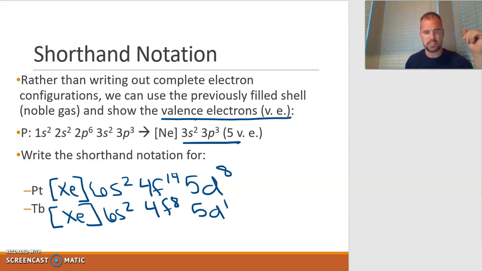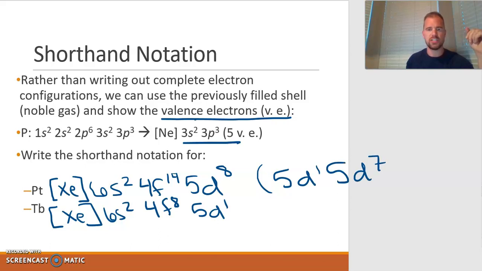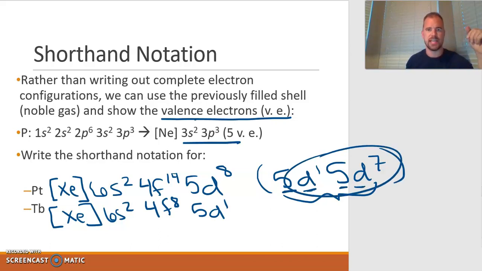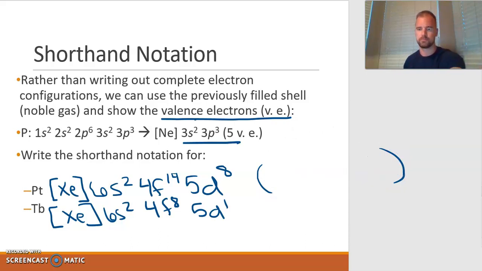Notice that they both reference xenon. For the first one, notice that it's 5D8. If you wrote 5D1 and then 5D7, you don't need to do that because they're both the same energy level and same subshell. So you can just combine those together to make 5D8. That's just in case you did not do that. So I just wanted to point that out there.